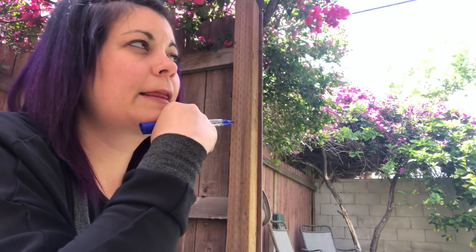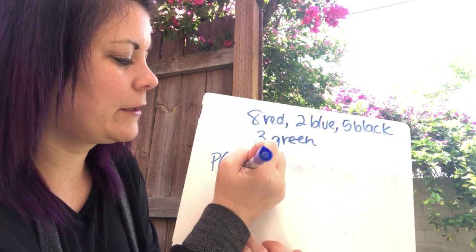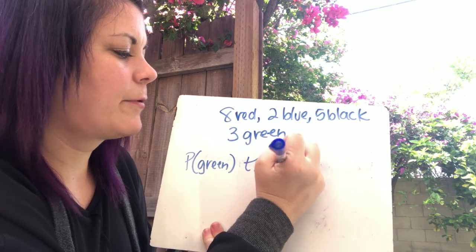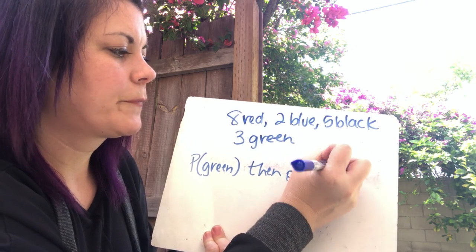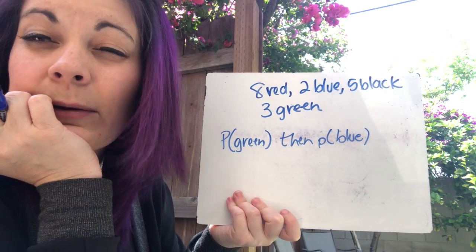So let's do something else. Let's say you had 8 red marbles, 2 blue marbles, 5 black marbles, and 3 green marbles. Okay? And I want to know the compound probability of pulling out a green, and then the probability of pulling out a blue. Okay, so compound probability. We pull out a green first, and then we pull out a blue.